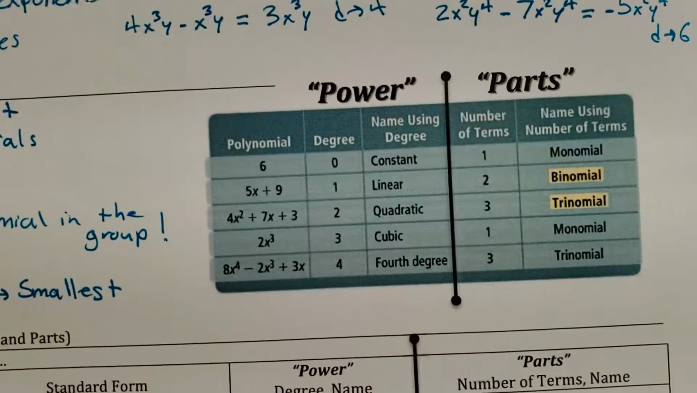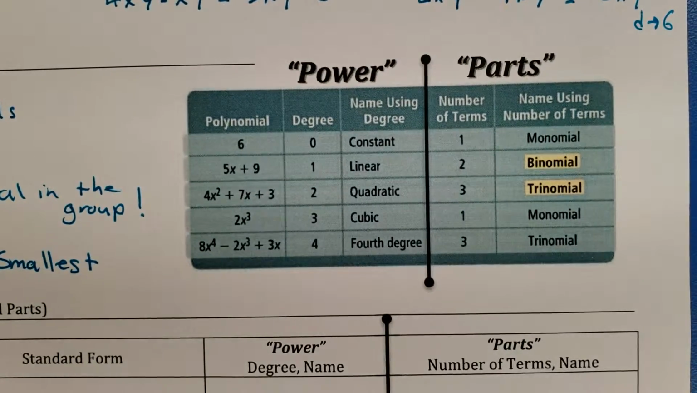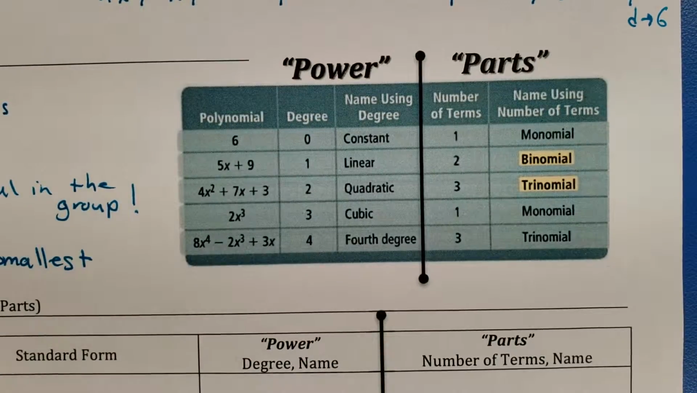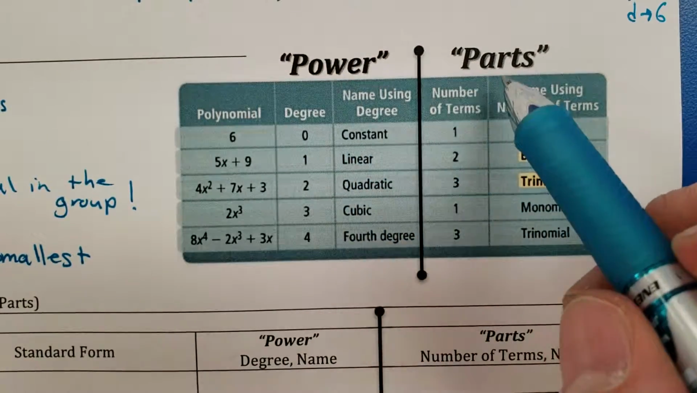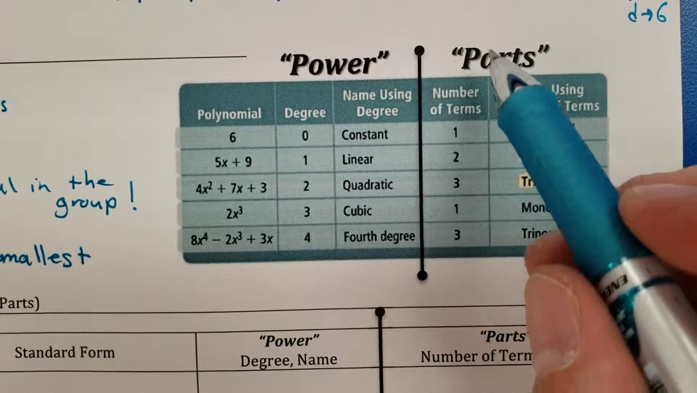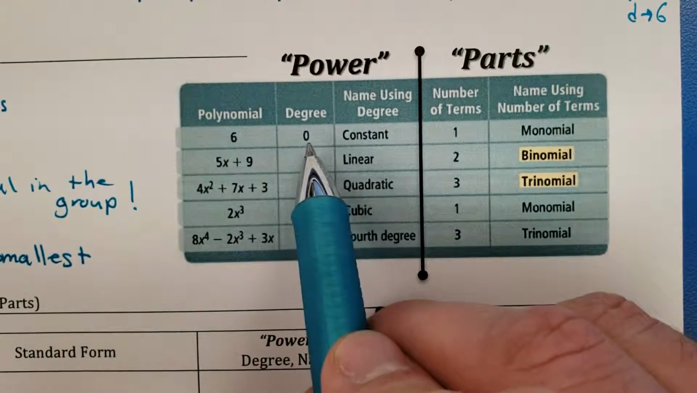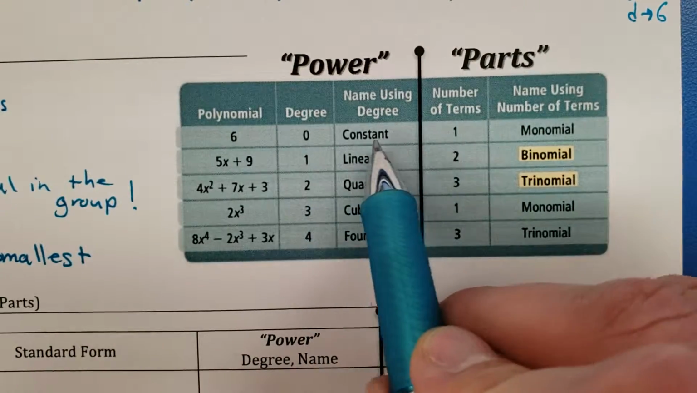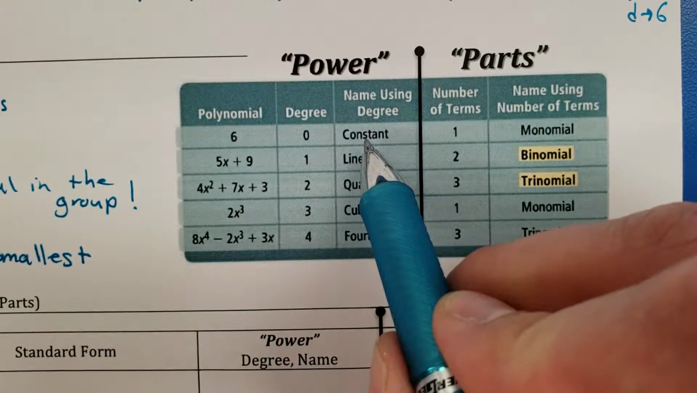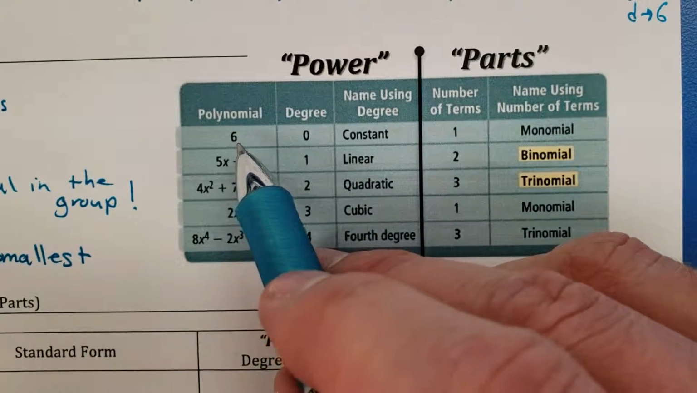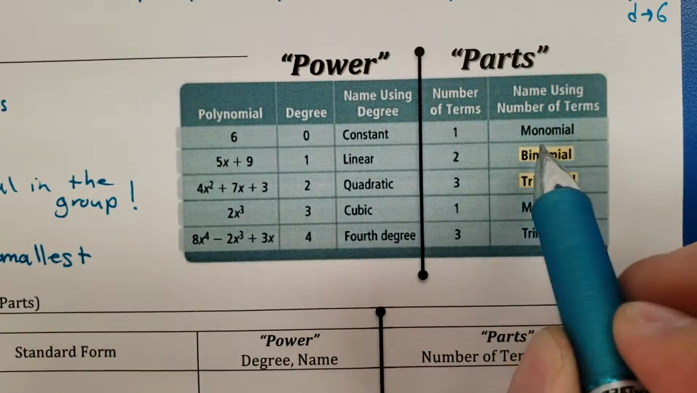So here's kind of a nice little chart that I took right out of the book. Okay, so there's two ways to kind of classify polynomials. You classify them by their power, and then you classify them by how many parts they have. Well, how many is there, and how powerful are they? So here's a plain 6. It has a degree of 0, which we already know. Now these are some names that we're not going to talk too much about, but this is called a constant. Why is it a constant? Because 6 is always going to be 6 no matter what you do to it. Number of terms, there's only one number, and that number is 6, and it's a monomial.